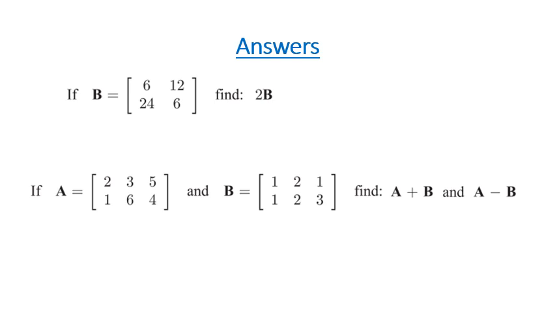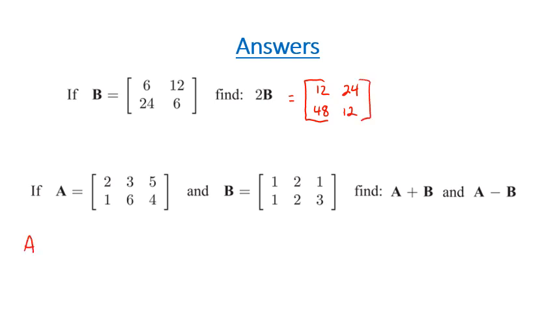The first one, if B is 6, 12, 24, and 6, and we need to find 2B, we essentially need to double it. Okay, so we're going to times everything by 2. So we've got 2 times 6, which is 12, 12 times 2, which is 24, 24 times 2, which is 48, and then 6 times 2, which is 12 again. And there's our 2B.